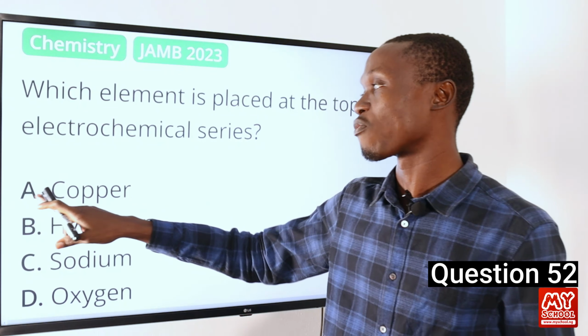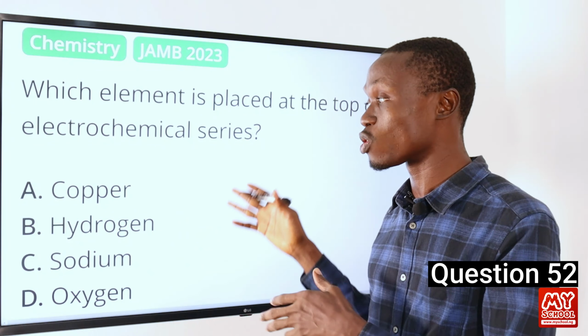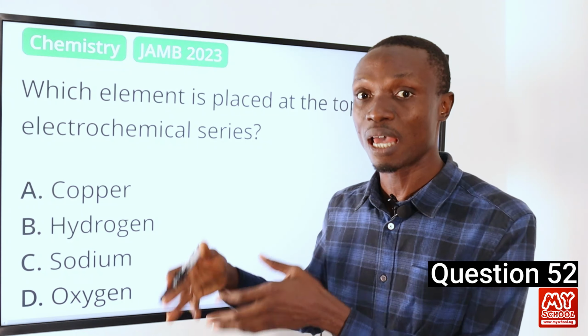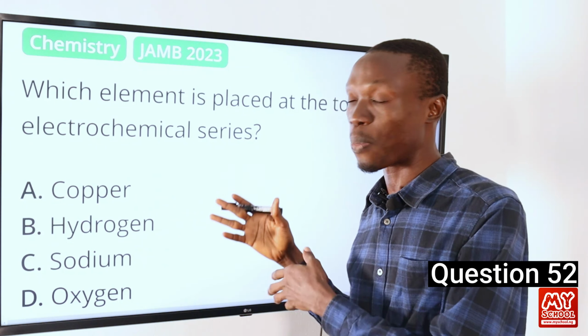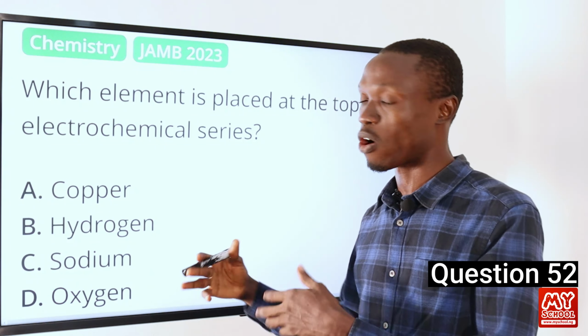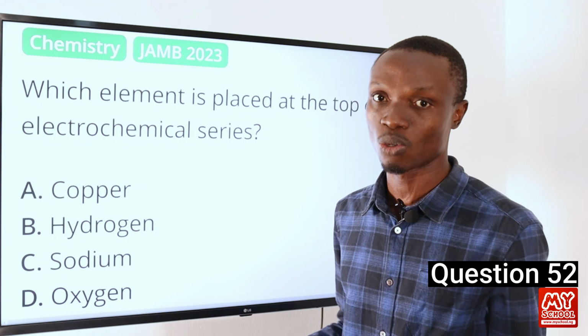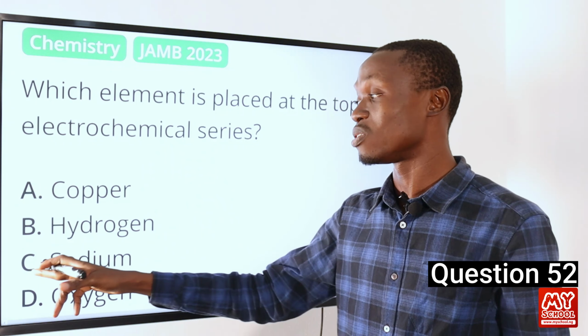So from our options, A we have copper. No, copper is not at the top. B we have hydrogen. No, hydrogen is not at the top because there are other elements that can give out electrons more easily than copper and hydrogen. So C, we have sodium, and D, we have oxygen. Oxygen does not give out electrons. Oxygen accepts electrons. Okay, so the answer to this question is C.